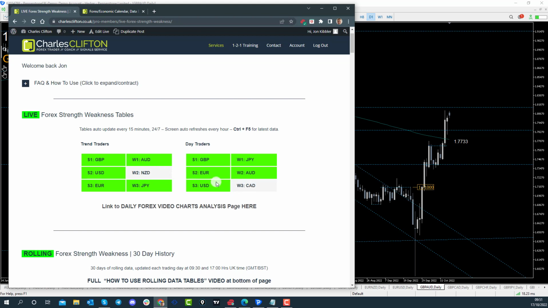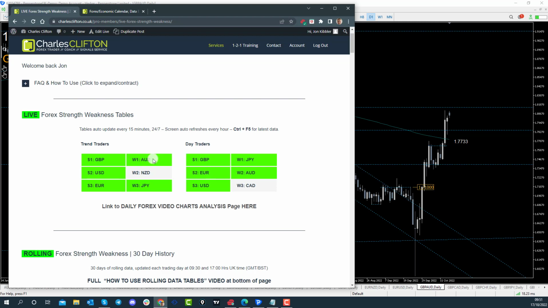We will often talk about the ones that are not highlighted if we see that they are recurring currencies on the charts. Now we have a lot to go through today. We have lots of confluences between the two time frames. From the trend trader side of things, the pound is S1, that's the same on the day traders. The dollar is S2, S3 on the day traders, and the euro is the third strongest, second strongest on the day traders.